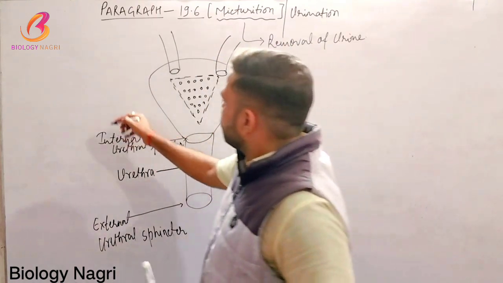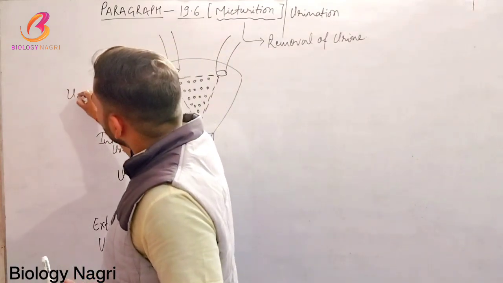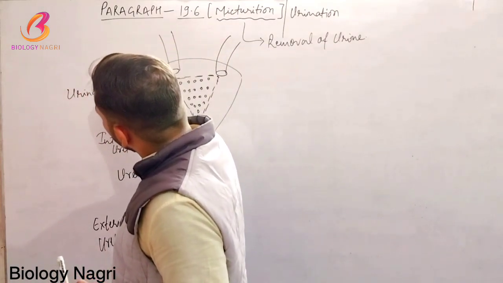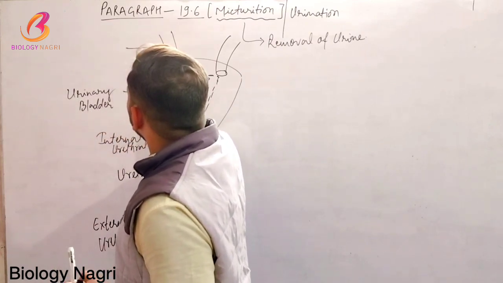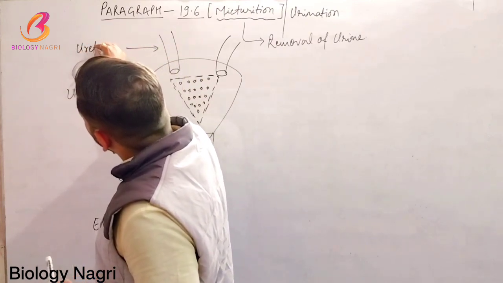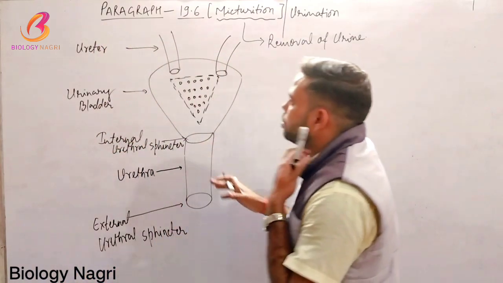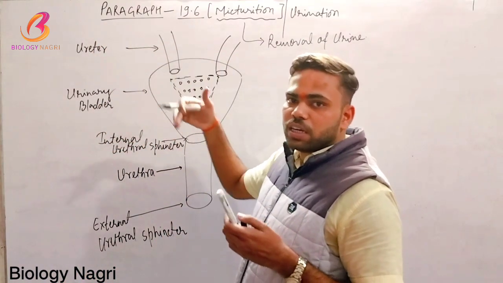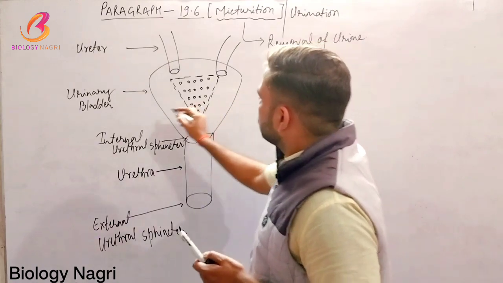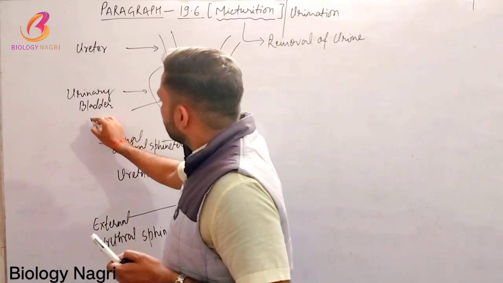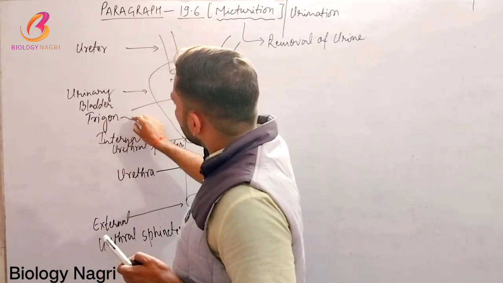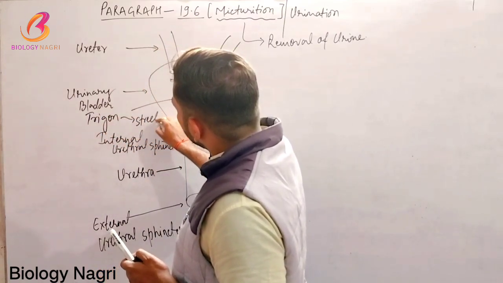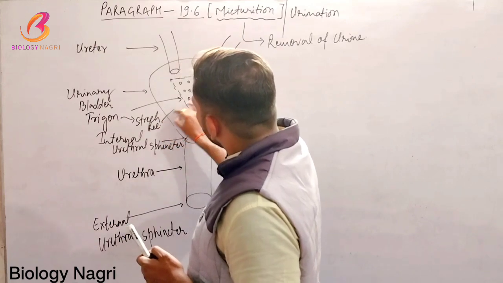This is the urinary bladder. These are the ureters, which open into the urinary bladder and accumulate the urine from the kidney into the urinary bladder. This trigonal region is called the trigone, which contains the stretch receptors. These are the stretch receptors.